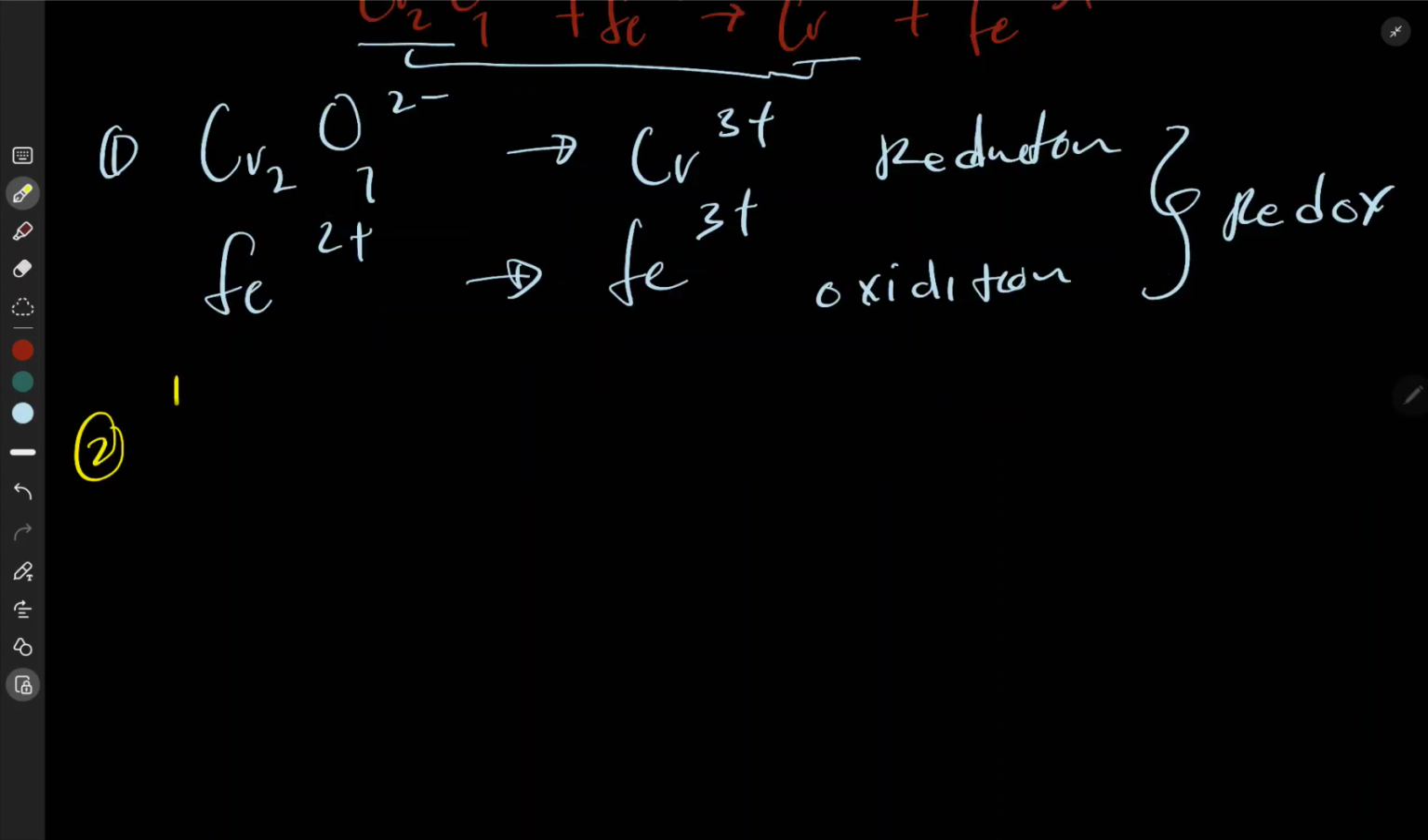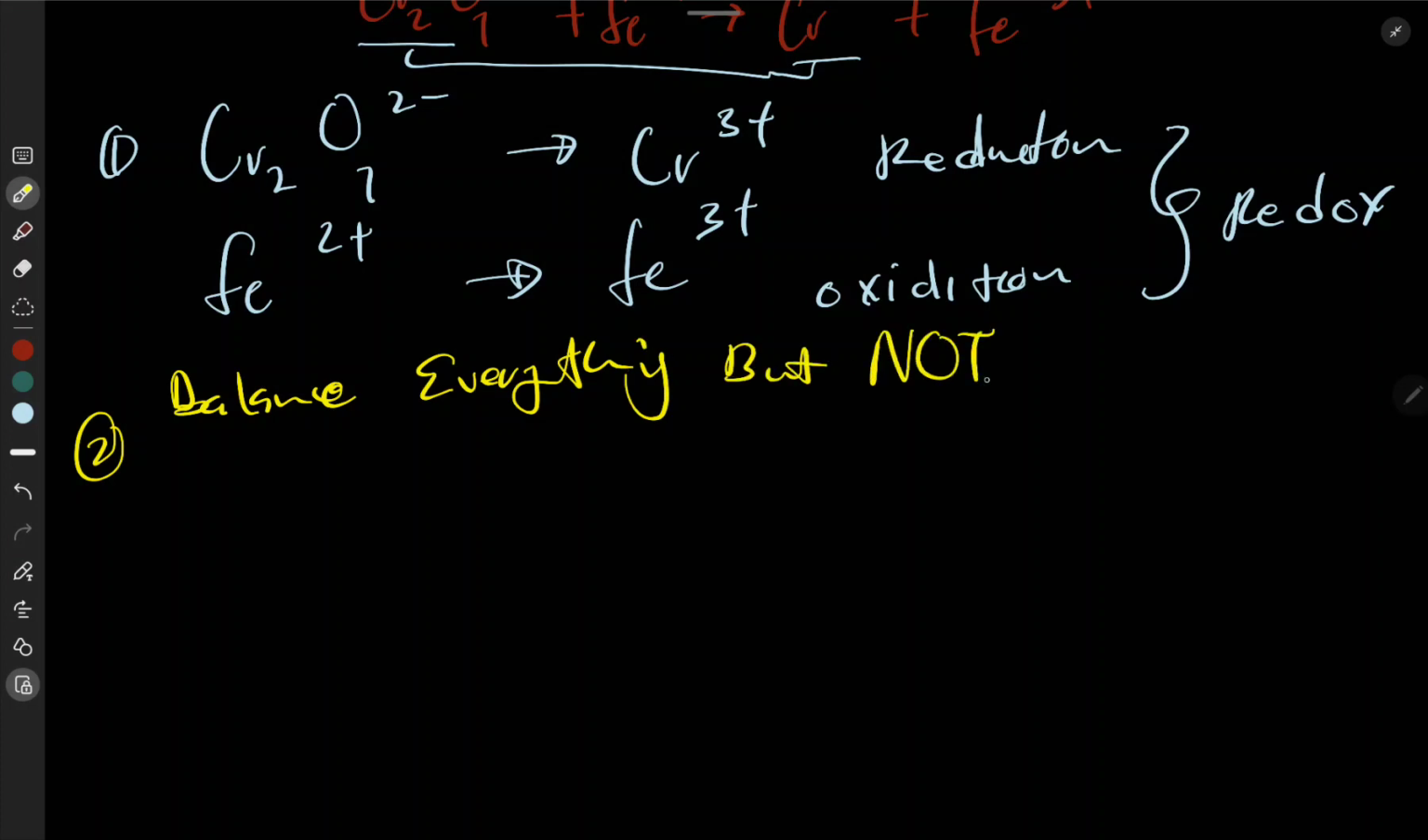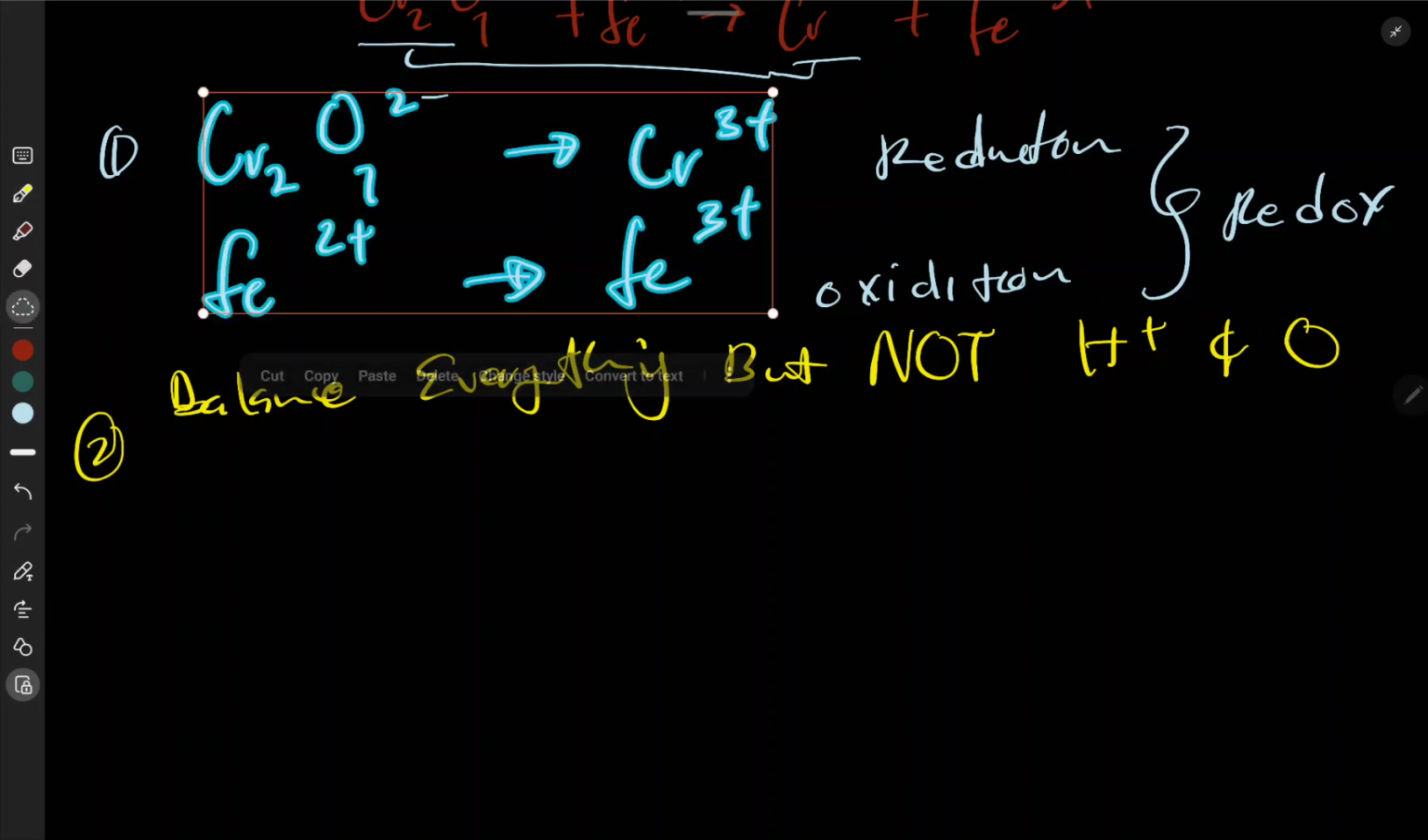And step 2 was to balance everything, but not hydrogen and oxygen. Balance everything besides these two. Okay, so let me write those things again. I won't write them again, I'm too lazy. I'm just going to come here and steal them.